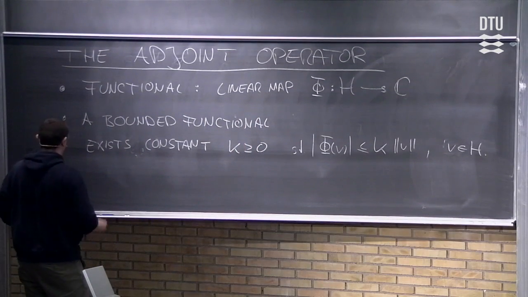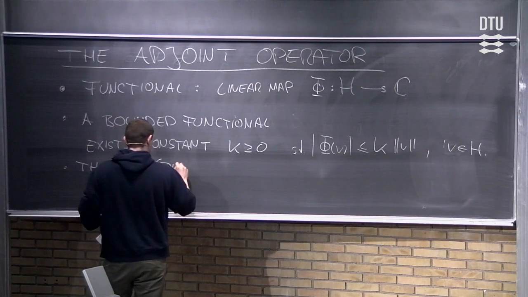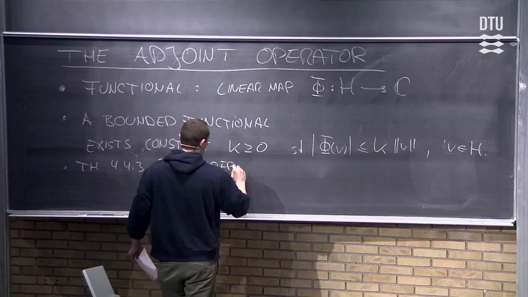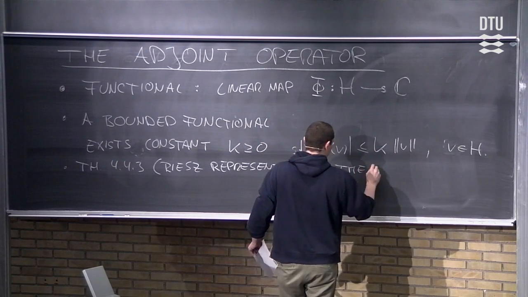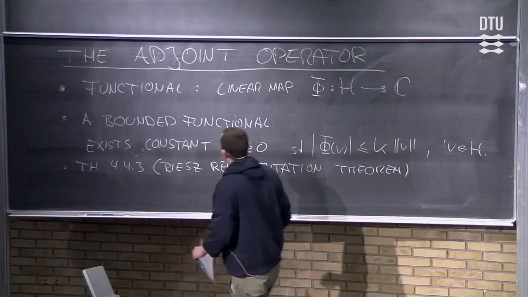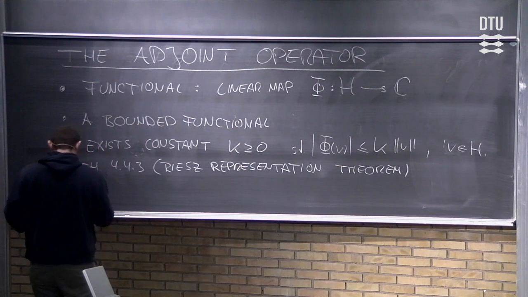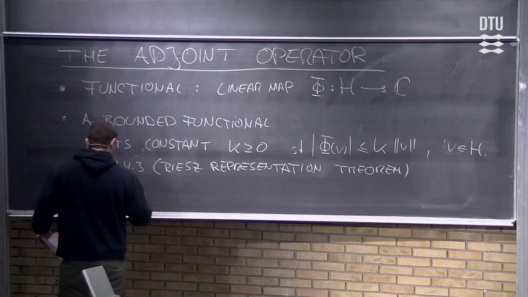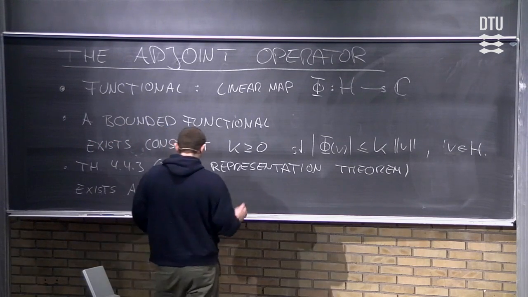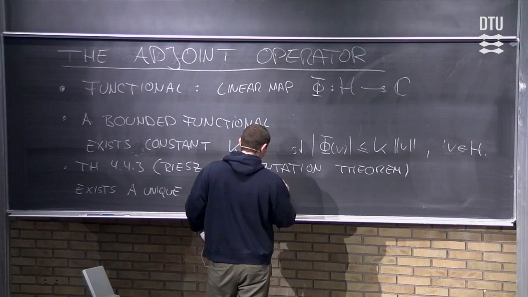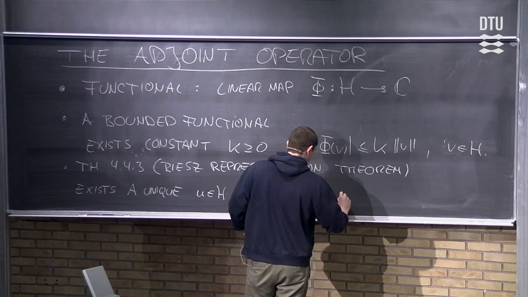Then there was a very important theorem that we had last time, Theorem 443, which is also called the Riesz representation theorem. And this is a very important theorem because it tells us that no matter which bounded functional we take, we can write it in the following way. So let's be precise. There exists a unique, let me call this u, in the Hilbert space H, such that phi applied to the vector v is actually the same as the inner product between v and u.